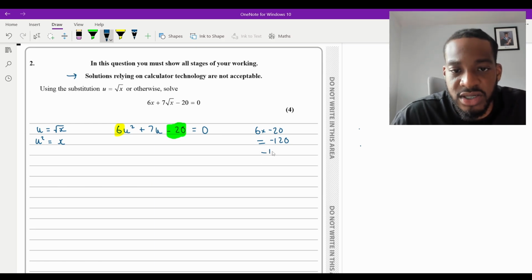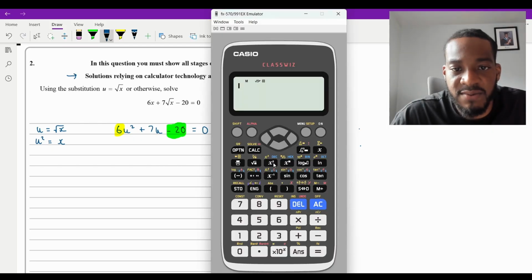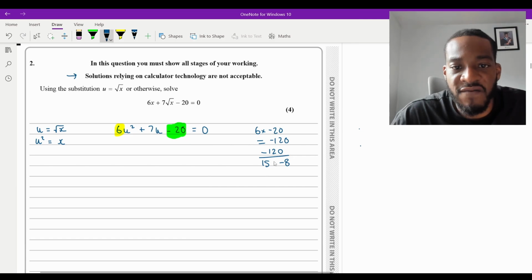Now, what are those two factors? Is it going to be 6 and minus 20? No, that'll make a minus 14. 4 and 30, 40 and 3? No. What can it be? 15 and 8, I believe. Positive 15 and minus 8. Those add to make 7. Does that times to make minus 120? 15 times minus 8. Perfect. So it's these two. Okay, so we've got our factors.